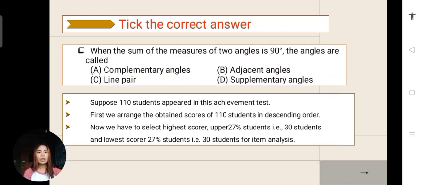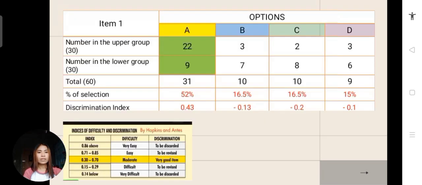So, for example, take the correct answer in this question. When the sum of the measures of two angles is 90 degrees, the angles are called A. Complementary angles, B. Adjacent angles, C. Line pair, and D. Supplementary angles. So suppose we have 110 students who appeared in this achievement test. First, we arrange the obtained scores of 110 students in descending order. And now, we have to select the highest scorers, the upper 27% of students, and the lowest scorers, the lower 27% of students, which is 30 students for item analysis based on the 27% of the 110 students.